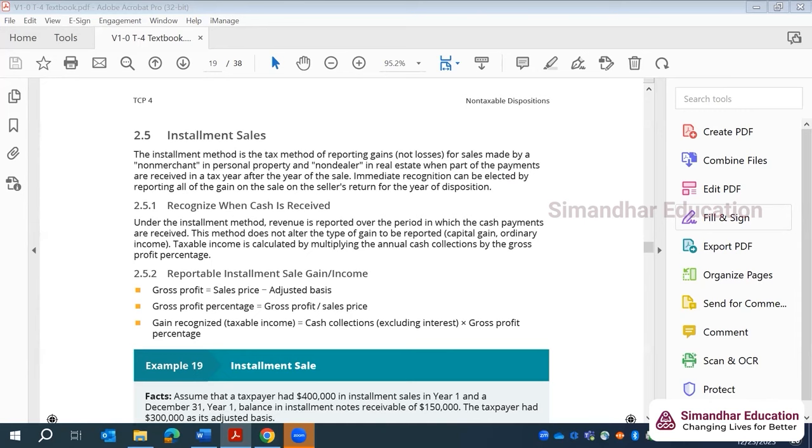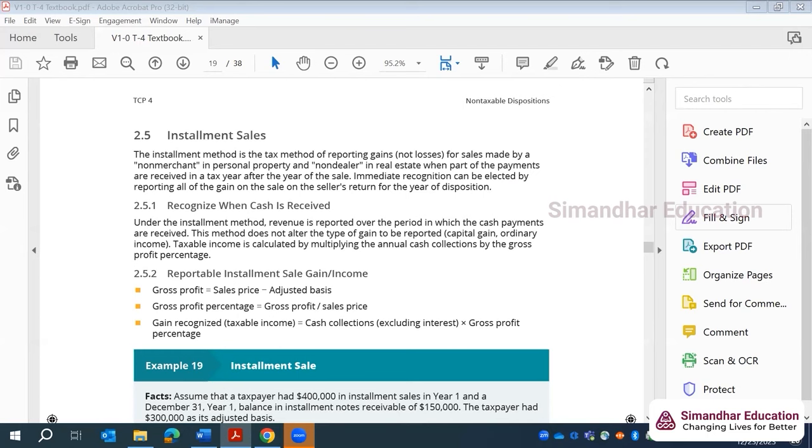So in this case, the IRS has provided certain relief wherein you can defer the gains. That means you can recognize gain as and when you receive the installment payment. Okay, and remember that installment method is a gain reporting method, which is for non-merchants and for non-dealers. So this is something that they are doing, which is not in their ordinary course of business.